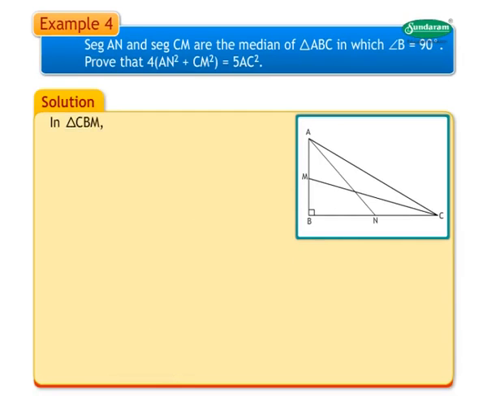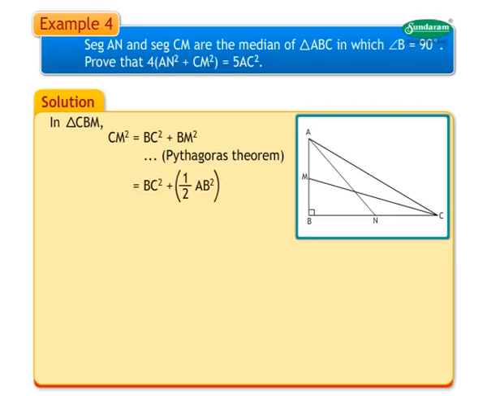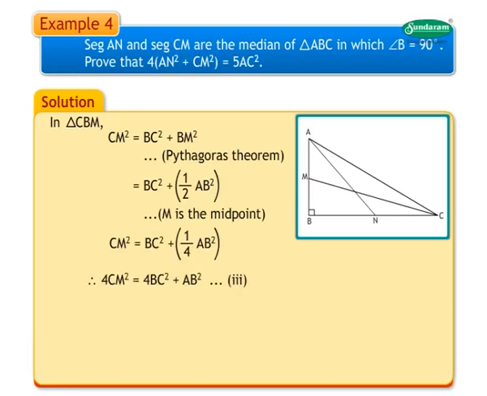In triangle CBM, according to the Pythagoras theorem, CM square is equal to BC square plus BM square is equal to BC square plus 1 upon 2 AB square, as M is the midpoint. CM square is equal to BC square plus 1 upon 4 AB square. Therefore, 4CM square is equal to 4BC square plus AB square. Mark this as statement 3.